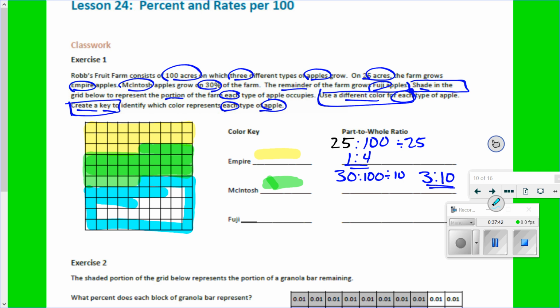Yep, basically the rest. Because it said there's only 3. We've already done 2 of them. The remainder means whatever is left. So I gave us, don't forget your color key again.